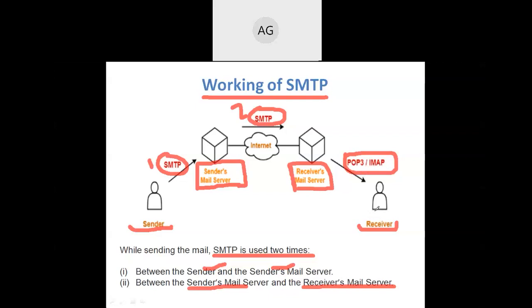So any of these protocols you can use between the receiver's mail server and the receiver. These are the three protocols which we are using while sending the email. SMTP is used in two places, just remember it. And between the receiver's mail server and the receiver, we are using either the POP protocol or the IMAP protocol. We will discuss these protocols later in our class today.